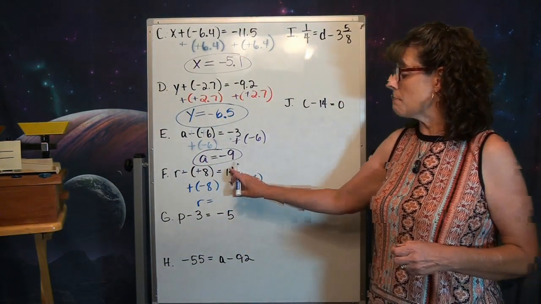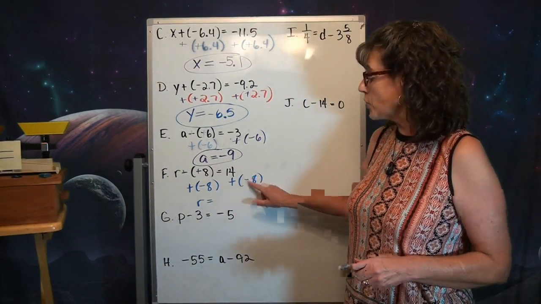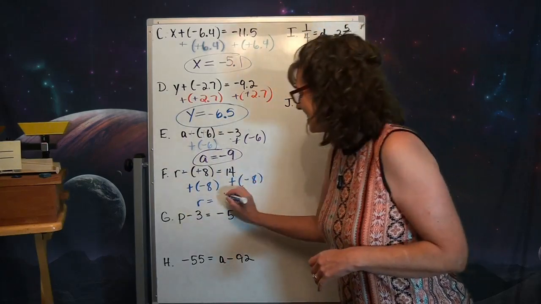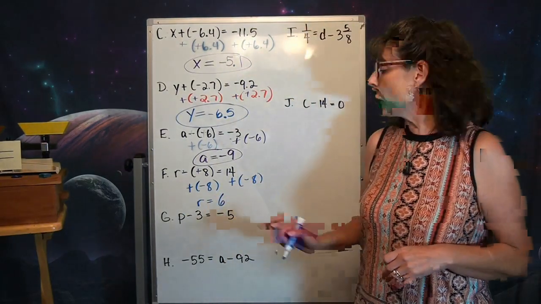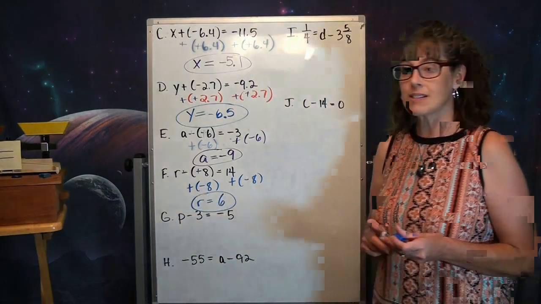And over here, combining up two digits that have different signs. Take smaller from larger, 8 from 14 is 6. Take the sign of the larger one, which is positive, so my r is going to be 6.